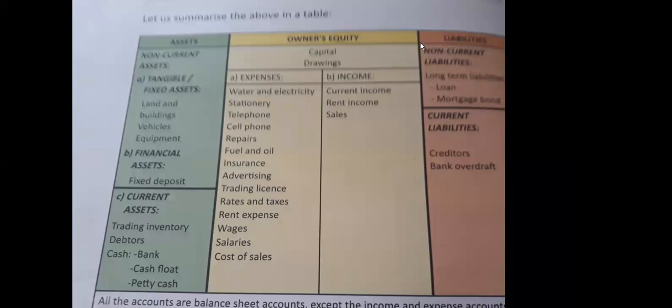Don't worry too much about the liabilities. At this stage, just know there is something like liabilities. Basically, what it means is you owe money to somebody else. There are two groups, the non-current liabilities and the current liabilities, and just one example with each one. So the important ones that you're going to work with this year will be assets and owner's equity.